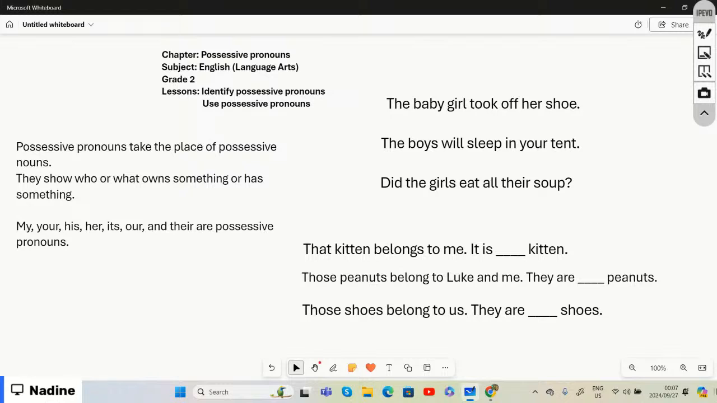So if something belongs to you, then you own that thing, right? And then when it comes to pronouns, because it takes the place of a noun, instead of saying the person's name, we're going to use words like my, his, her, its, our, theirs, and so on. And we're going to find out more about the different types of pronouns that we can use in order to show that something belongs to you, or to show that you own something or you have something.